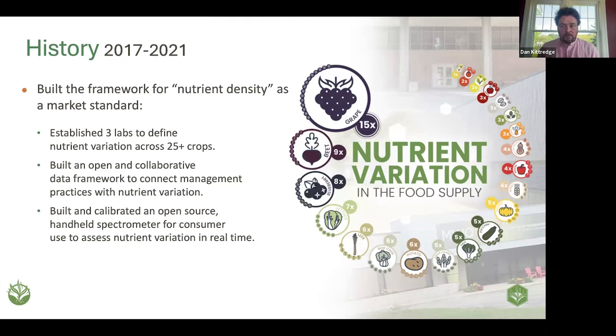And then in 2019, we built our second lab at Chico State in California. We worked up to six crops that year. We added a couple of fruits, more leaves, spinach and lettuce.